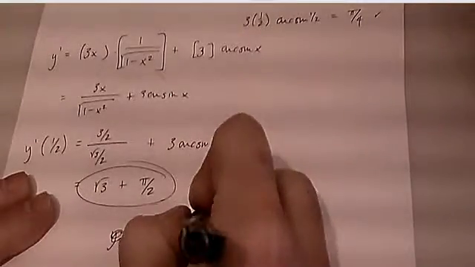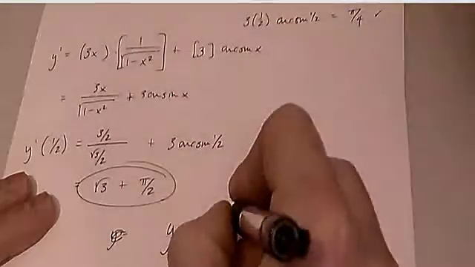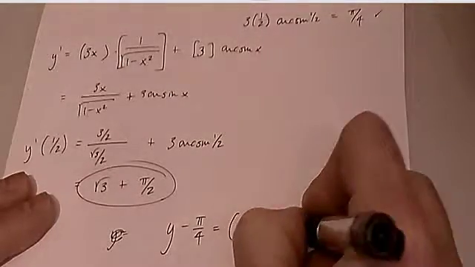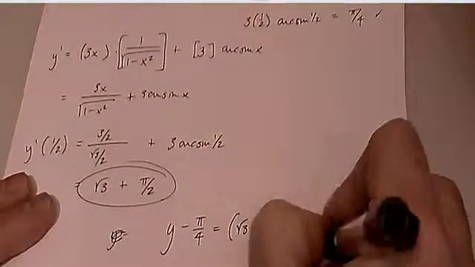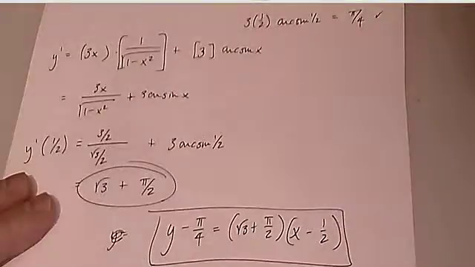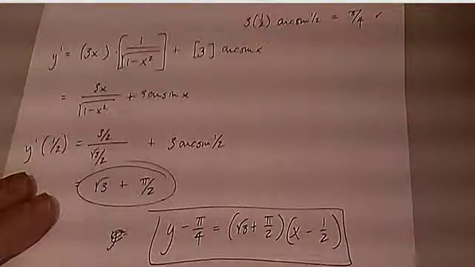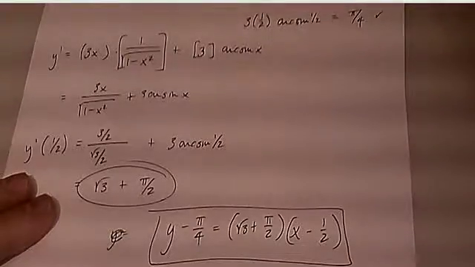So that gives us a tangent line, which is y minus pi over 4 is equal to root 3 plus pi over 2 times x minus 1/2. And just hope and pray that you're not required to put that into slope-intercept form. But that would basically be it.